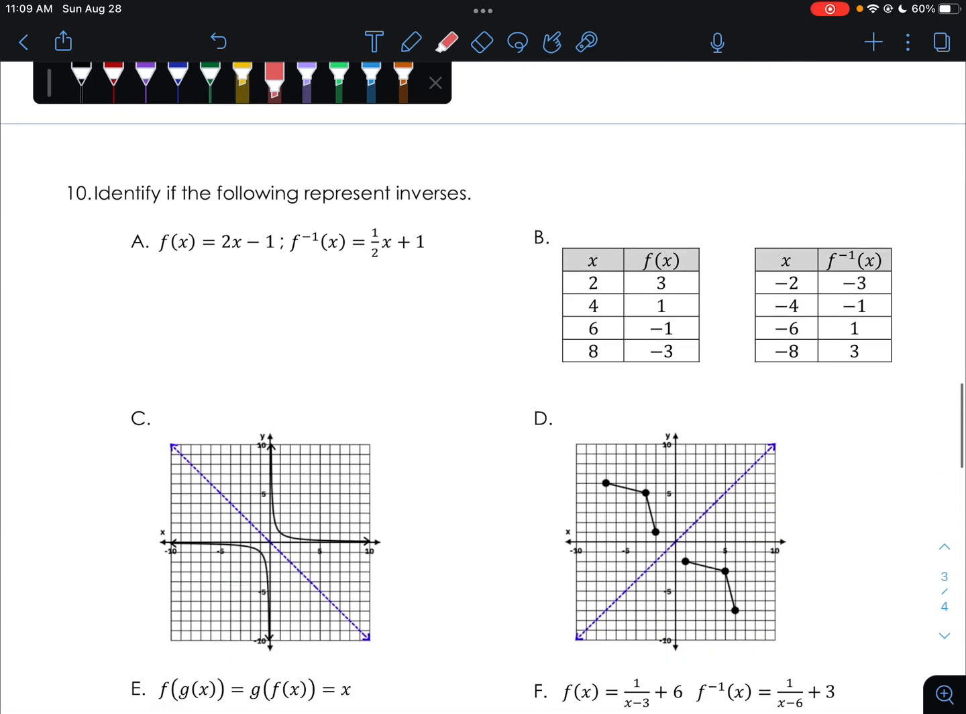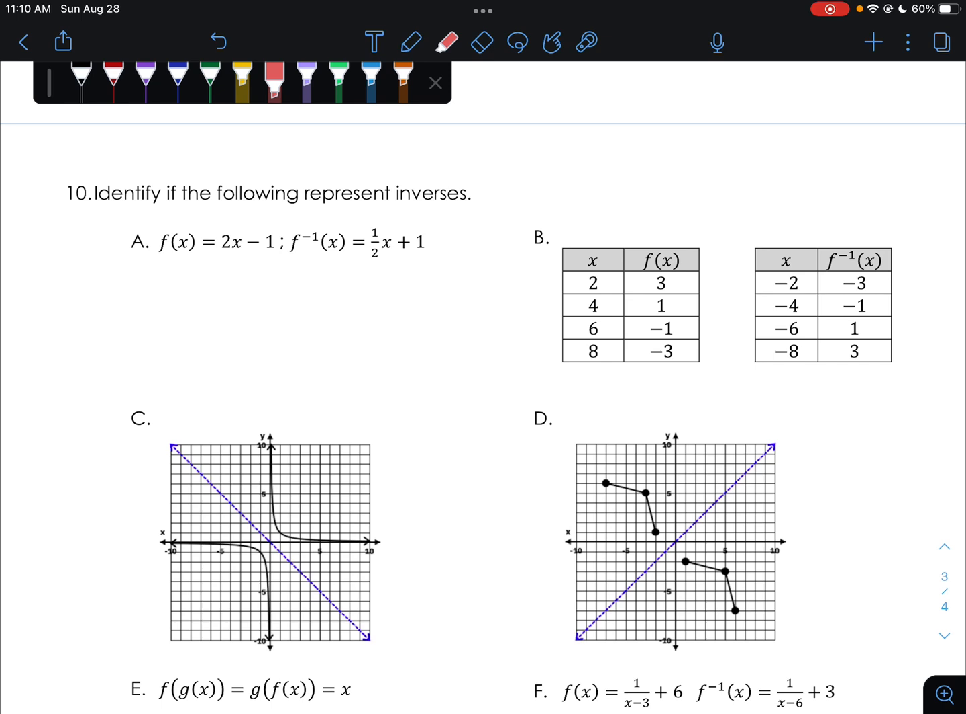Going on to number 10. We want to identify if the following represents inverses. So remember that if it's a table, the x and the y values just switch. If it is an equation, we change f of x to y. We switch the x and the y, we solve for y, and we see if it's the same. If it's a graph, it has to be symmetric about the line y equals x.